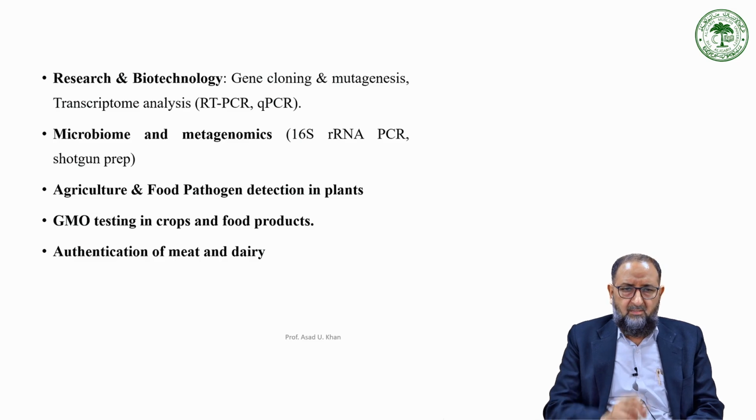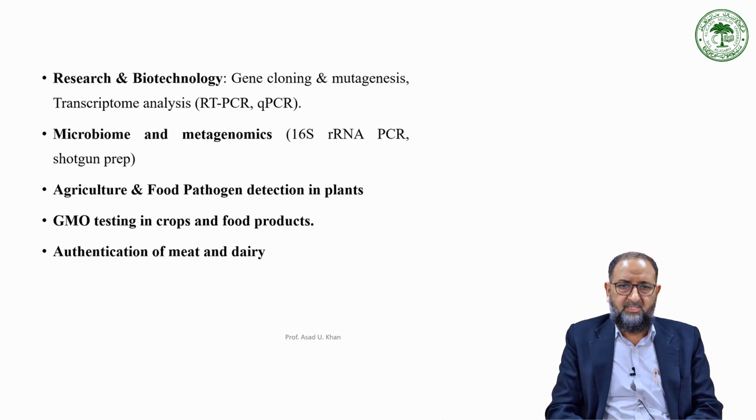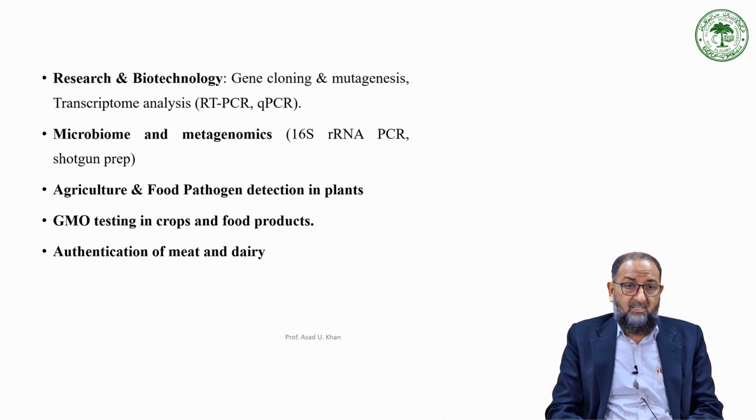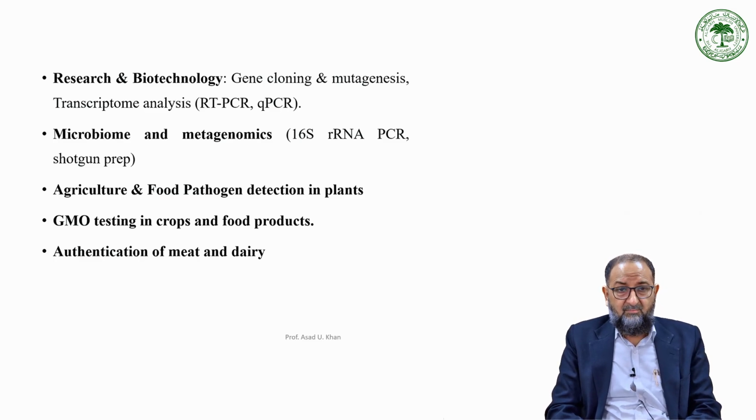In agriculture, there is agriculture and food pathogen detection in plants. You can also use the PCR method for detection of pathogens in food and agriculture, or looking for markers, for example in transgenic plants. It is very highly used in transgenic plants. Genetically modified products: you can have GMO testing, like genetically modified organism testing, in crop and food products.